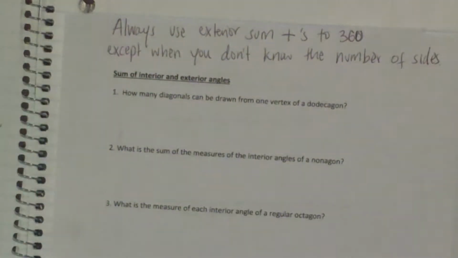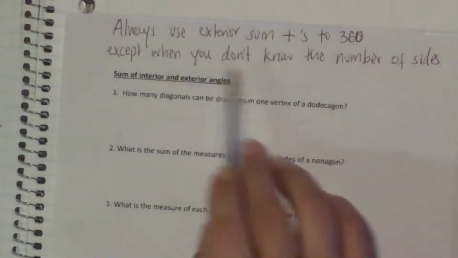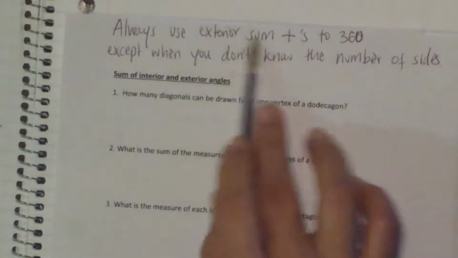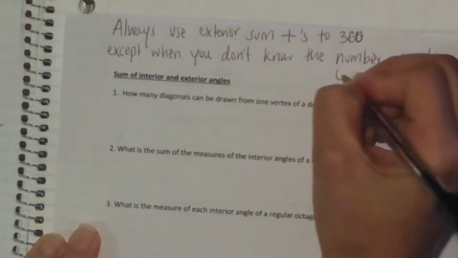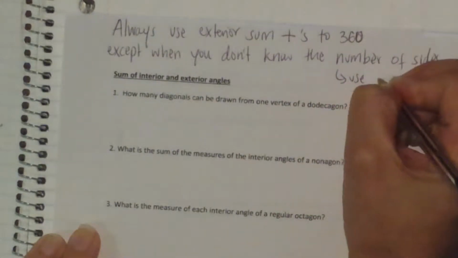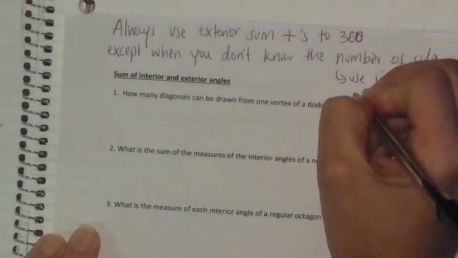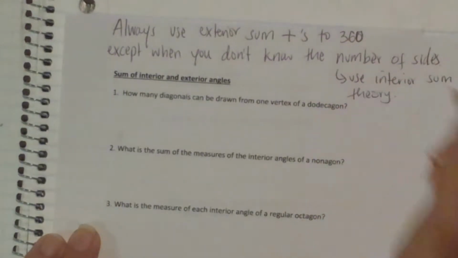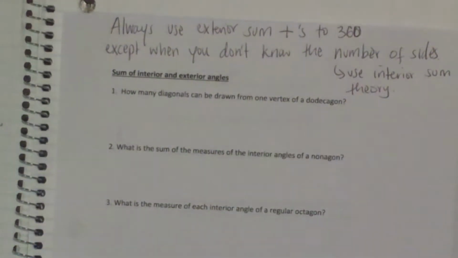All right, so for every question to do with interior sums, interior angles, exterior sums, exterior angles, always use exterior sum adds up to 360, except when you don't know the number of sides. That's the only time that you use the interior. So when you don't know the number of sides, you're going to use the interior sum. Interior sum theory. All right, so we're going to take a look at some questions. We're always going to use the exterior sum, unless we don't know the number of sides, then we're going to use the interior sum.